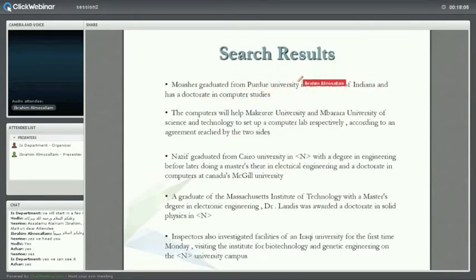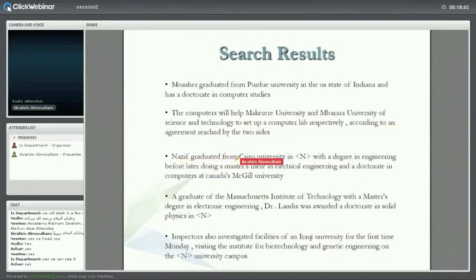So it doesn't have the word Oxford in it. That's the key thing. It didn't search for Oxford and its derivatives or suburbs; it searched for the university-ness of the sentence. So obviously here it's a sentence about a university and computer science. The second one was: the computers will help... I'm sorry, I can't pronounce this. I've Googled it. This is a university in Uganda, but anyway: in University A and B of Science and Technology to set up a computer lab, respectively, according to an agreement reached by the two sides.